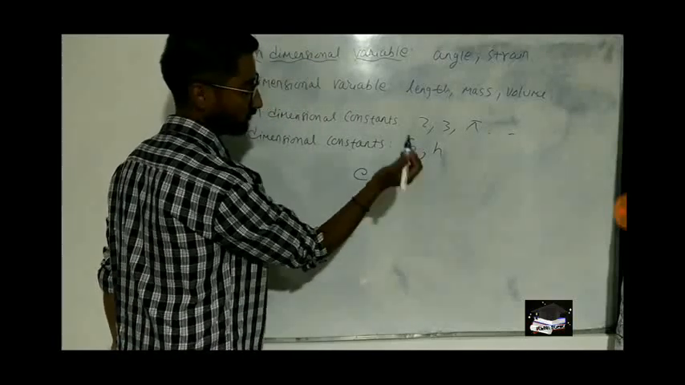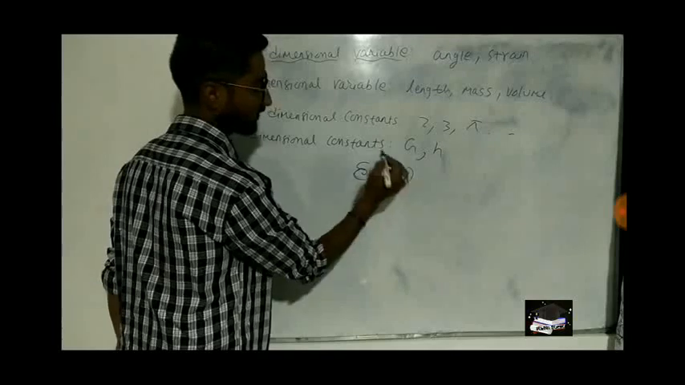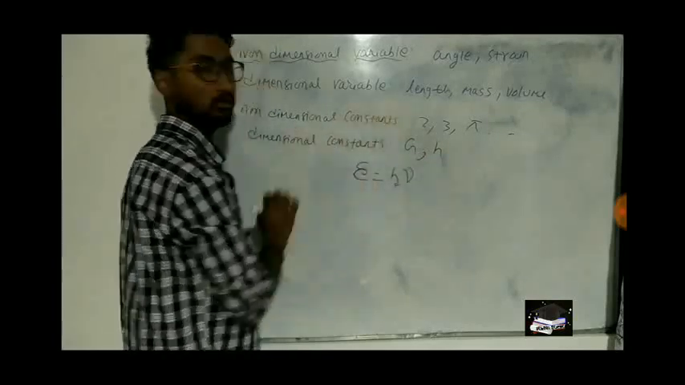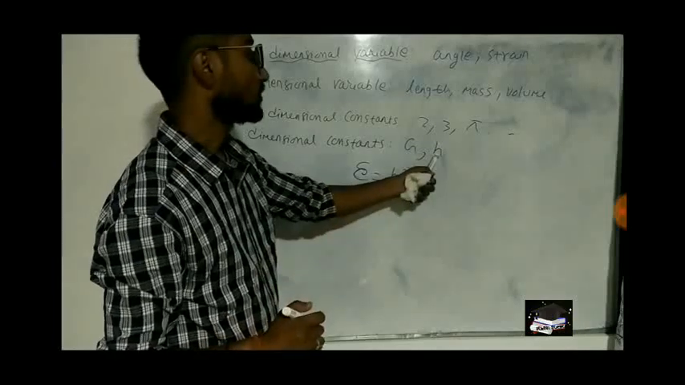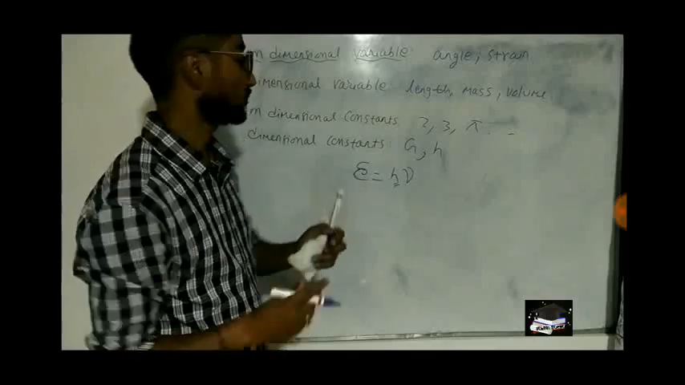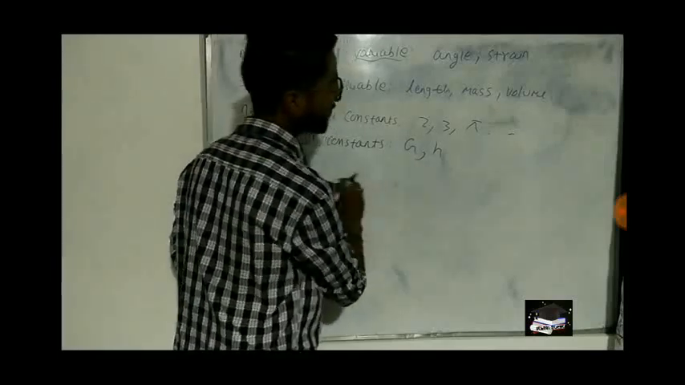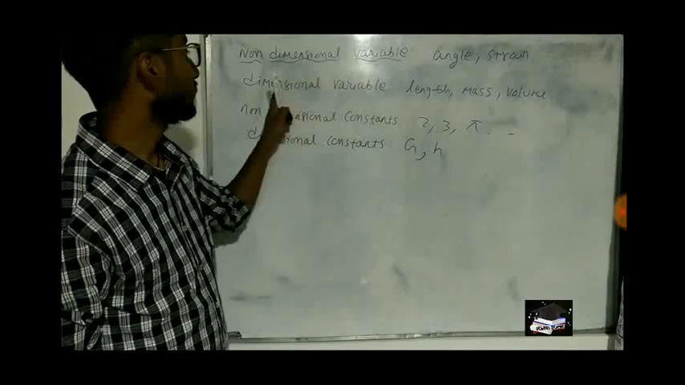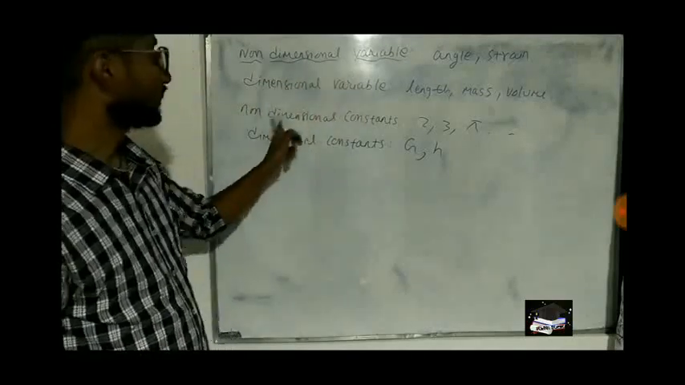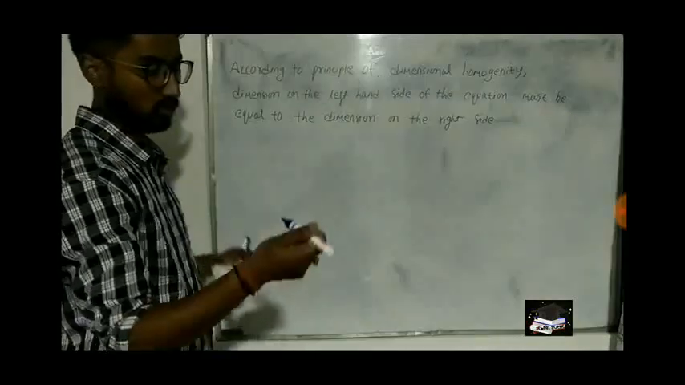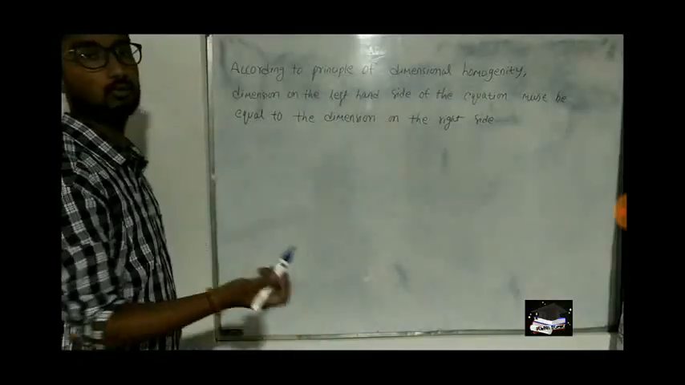E is energy, and mu is frequency. H is Planck's constant. This Planck's constant also has a fixed value, but it is a constant. So these are the four categories of physical quantities on the basis of dimensions: non-dimensional variable, dimensional variable, non-dimensional constants, and dimensional constants. Next is our principle of dimensional homogeneity.